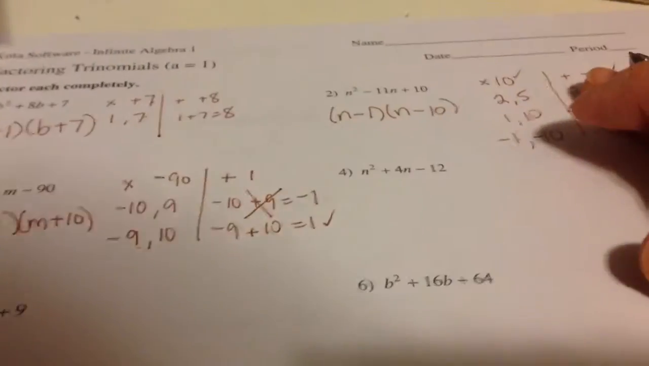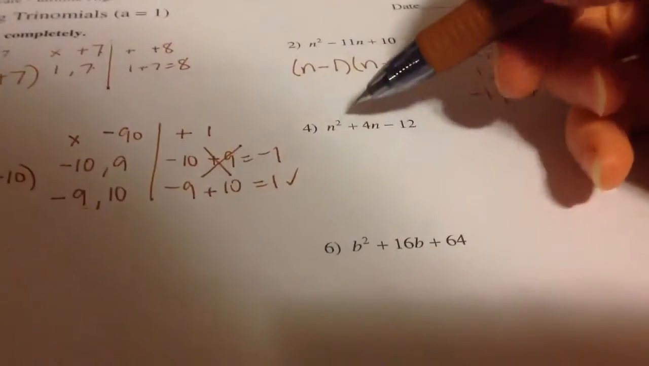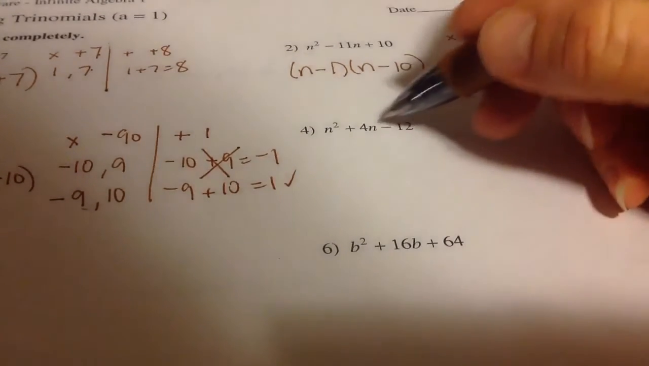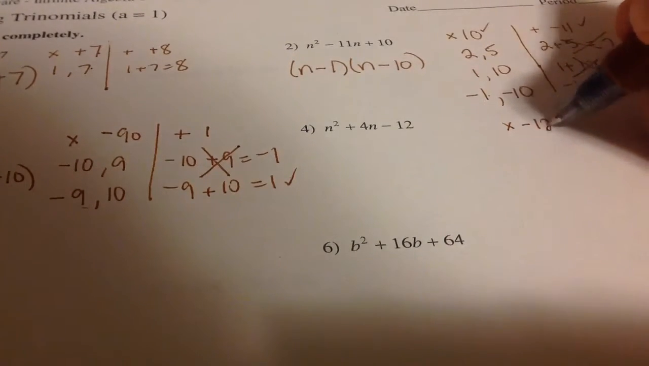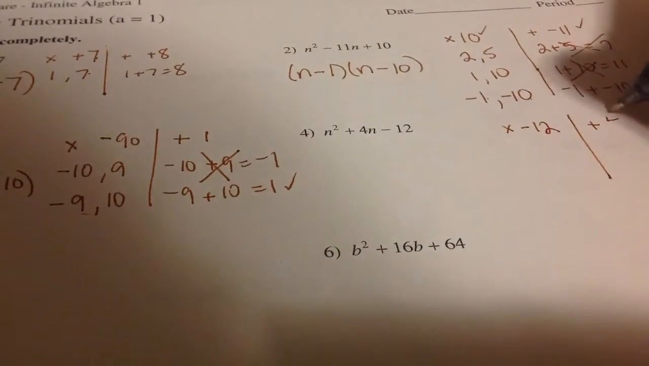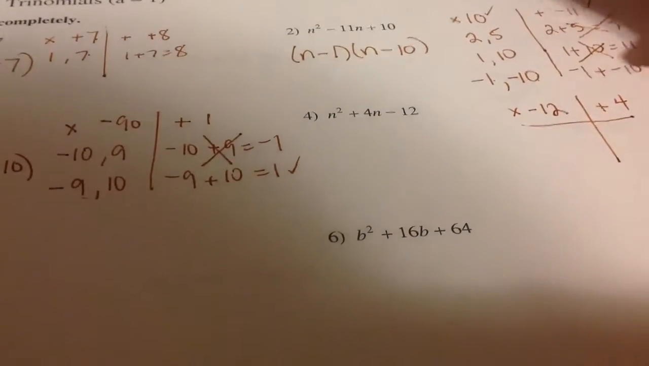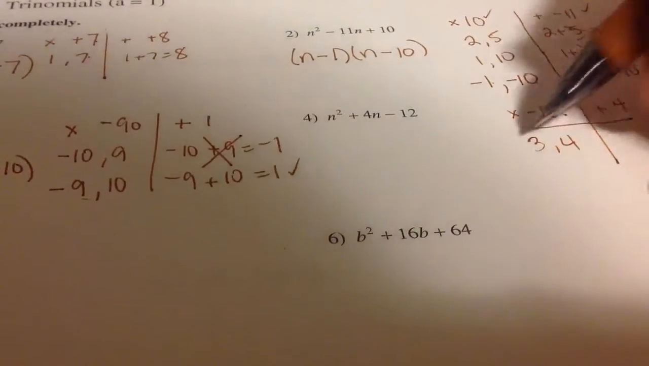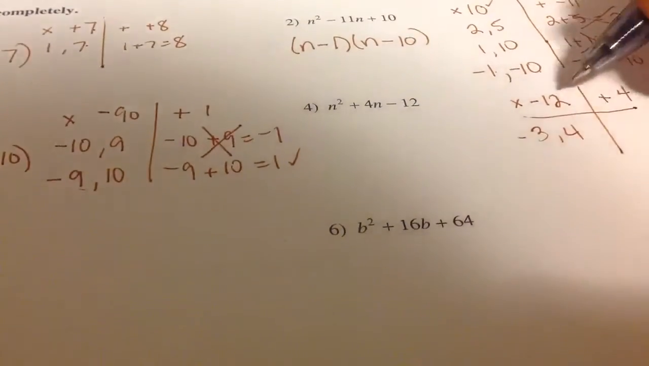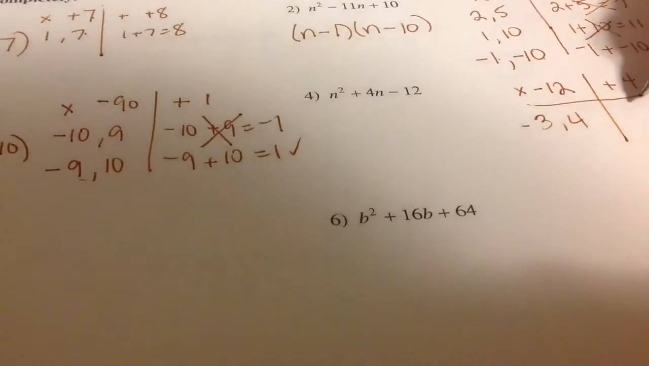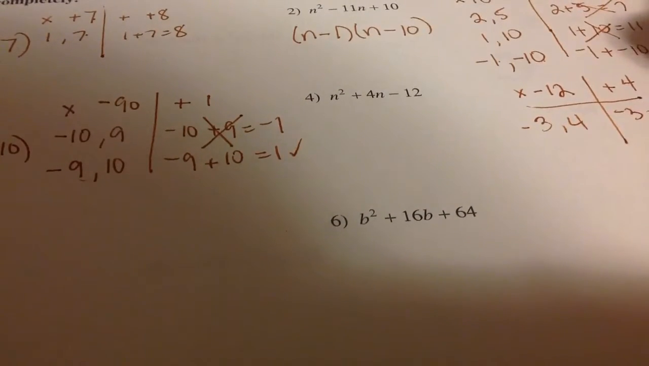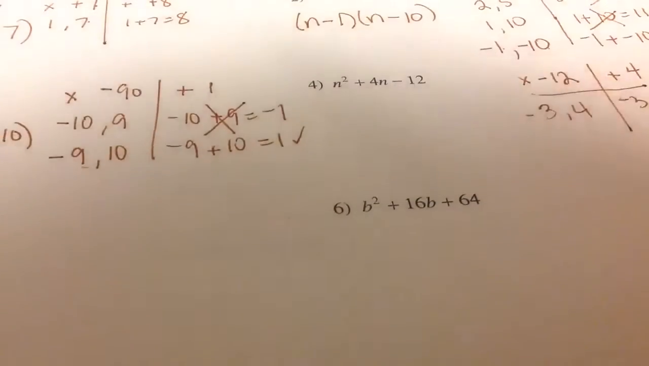Alright, over here, I'm going to do the same thing. This is the last one I'm going to do. I want to multiply to get negative 12, and then I want to add them together to get 4. Obviously, 3 and 4, or negative 3 and 4, would multiply to give me negative 12. But if I add those together, I'm going to get 1. That doesn't give me the 4 that I'm looking for.